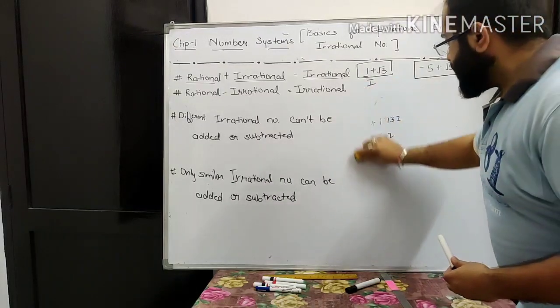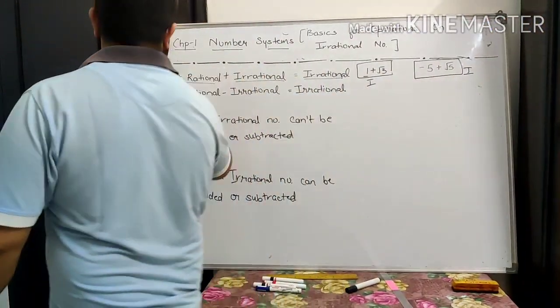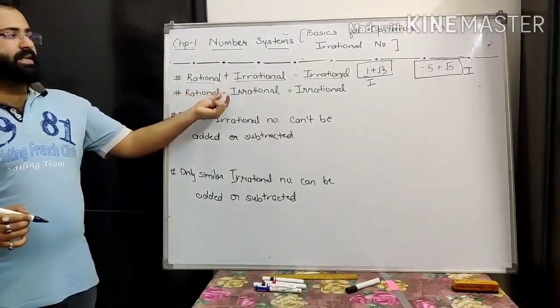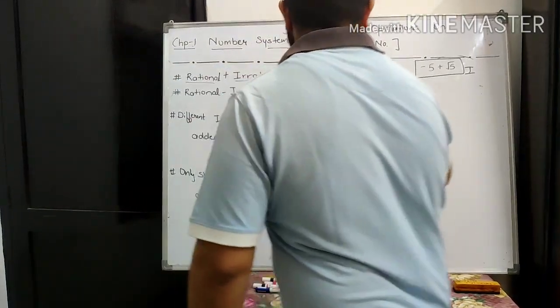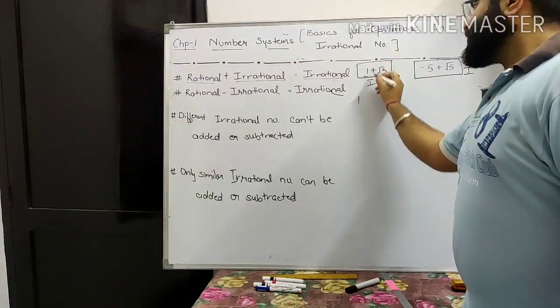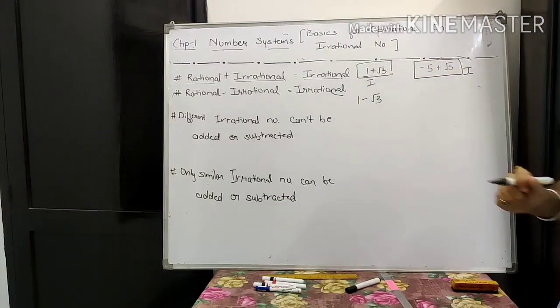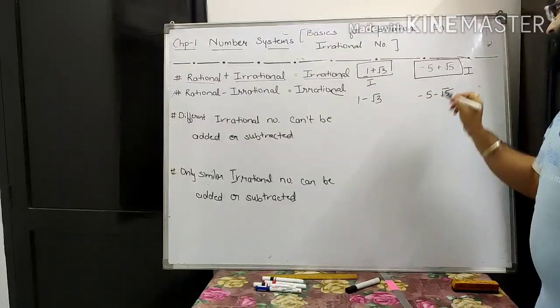Now, having done this concept, we come to the second concept, that is rational minus irrational. A rational number minus an irrational number is again an irrational number. Like in the above cases, we'll use the same cases, but we'll just change the sign. Instead of plus, we'll use minus. So we have this case and we have this other case.